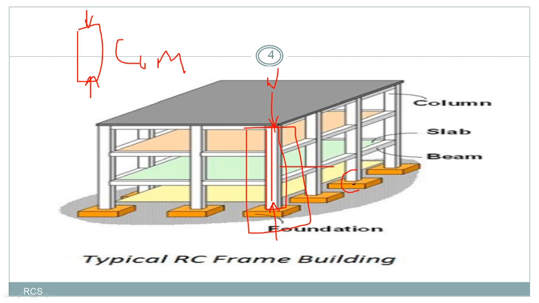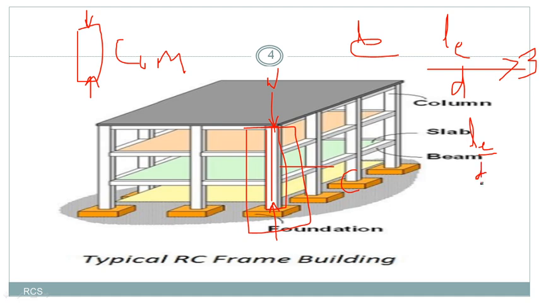The other definition of a column is effective length LE by least lateral dimension. Say the least lateral dimension is D. If LE by D is greater than 3, then we can categorize it as a column. If this LE by D is less than 3, we can categorize it as a pedestal. Okay, clear? I think you got the difference between the column and the pedestal.